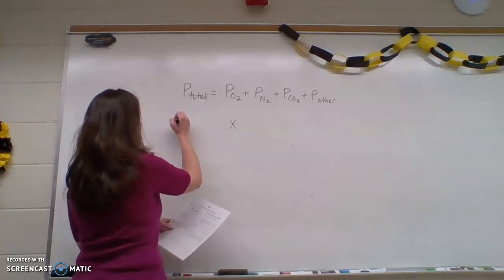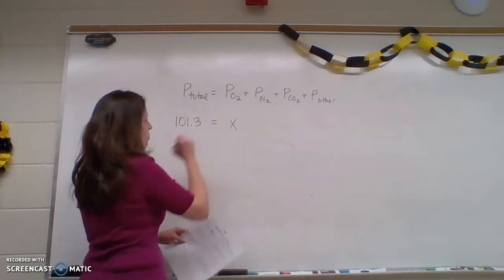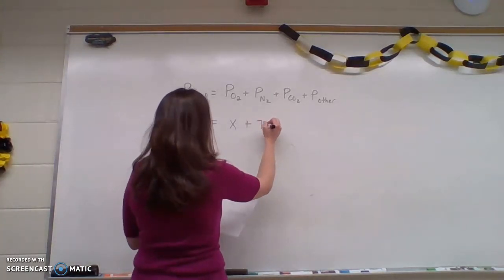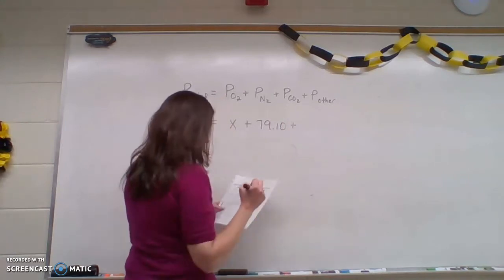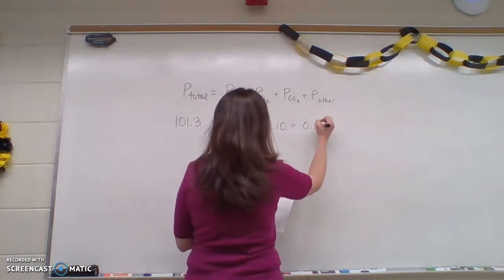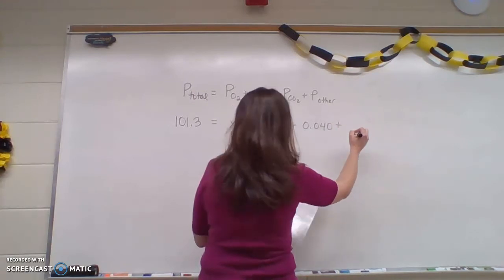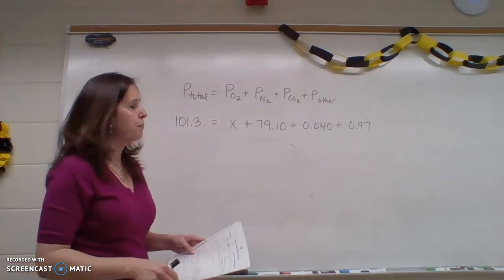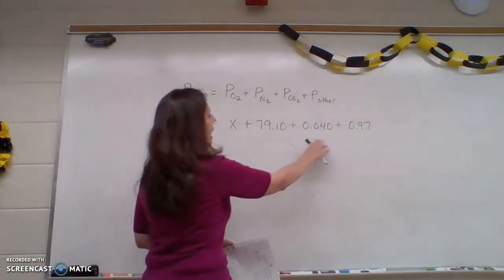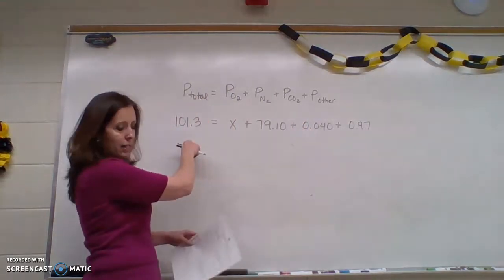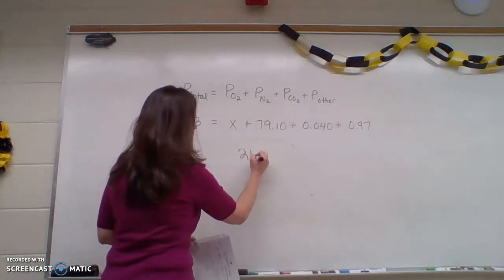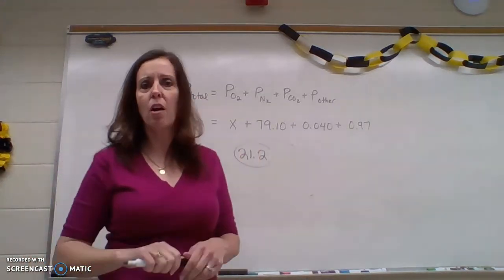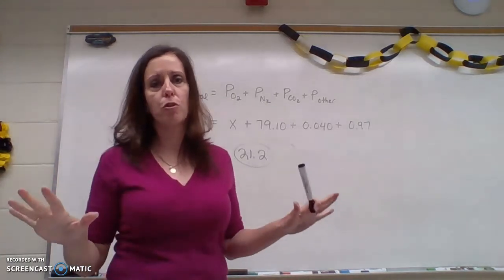If the total pressure is 101.3, okay, so there's the total pressure, and the pressure of the nitrogen is 79.10. The carbon dioxide is 0.04, and the other stuff is 0.97. All right, taking it back to Algebra 1 a few years ago, we're going to solve for X by adding all of this up and subtracting it from that number. And you should get something around 21.2. All right, and that's Dalton's law of partial pressure. Again, super easy for super chemists.